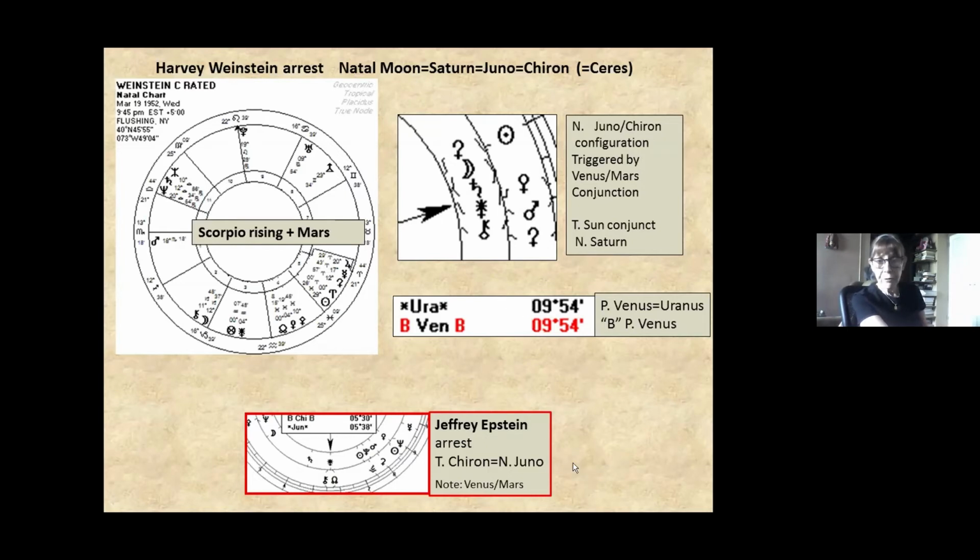And Jeffrey Epstein had no natal Juno Chiron, but when he was arrested, transiting Chiron triggered natal Juno. He's also got Venus Mars. We're going to be doing a Sex in the Horoscope series, and we'll see more about Venus Mars, but he's a Venus Mars guy too.